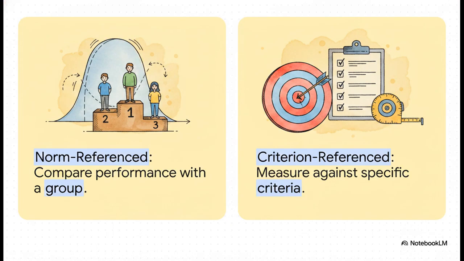First, norm referenced. The purpose here is to compare your performance against a larger group. Think of an IQ test or a test graded on a curve. On the flip side, criterion referenced measures your performance against specific predetermined criteria or standards. It's your absolute performance. Here's a great study scenario. If you know a test is criterion referenced, your study technique should be strictly tied to the grading rubric. If it's norm referenced, focus on broad, comprehensive mastery because you are competing against the group average.